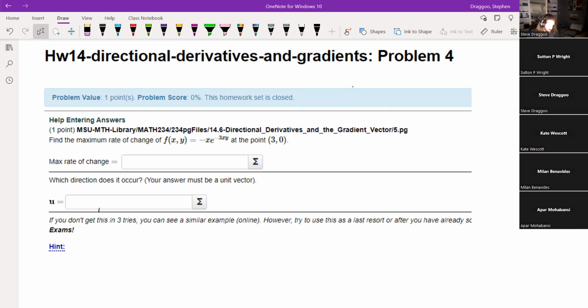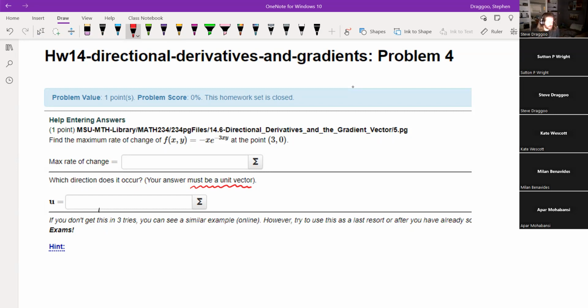We're into directional derivatives and gradients. It wants us to find the maximum rate of change of some function and also the direction in which it occurs, keeping in mind that that direction must be a unit vector. So, a good concept to know for the exam.